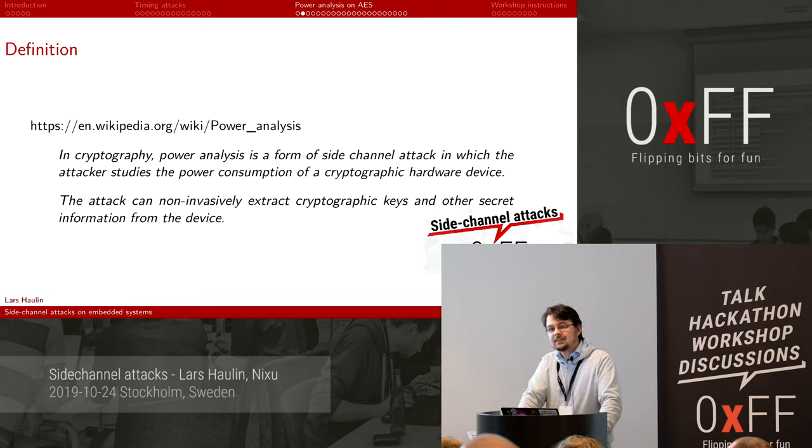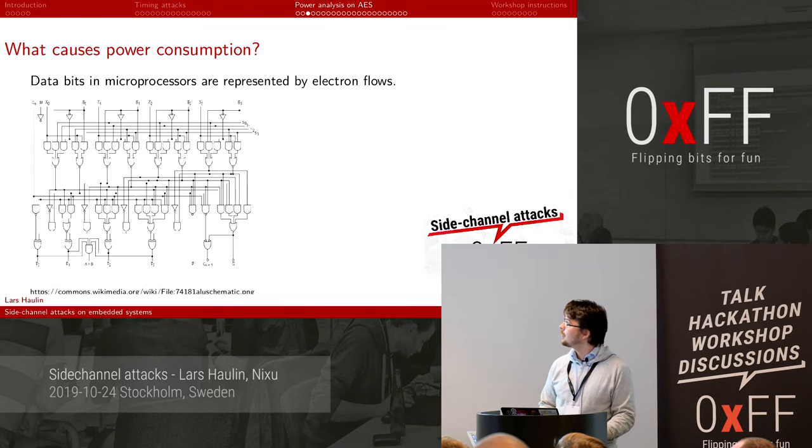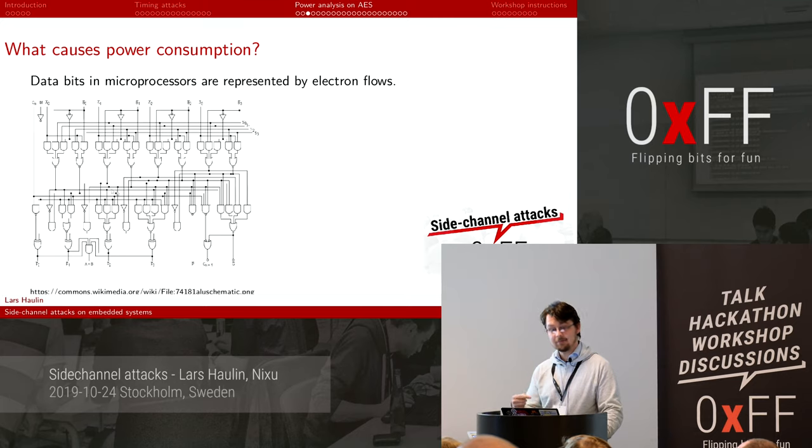So what is it in a microcontroller that is data dependent and consumes power? It is the actual bit lines in the processor. Every bit you have on your data line will somehow consume power. This is a simple ALU, a unit that performs logical operations inside a processor. All these lines that hold bits, because in microprocessors bits are electron flows, will need to be filled with current, and this current is consumed and it can be measured.